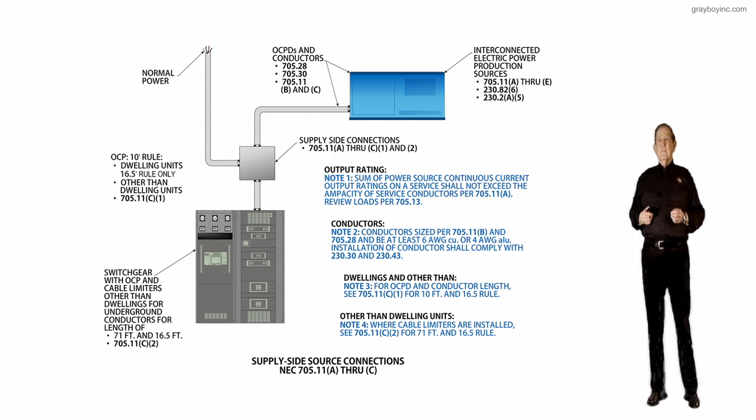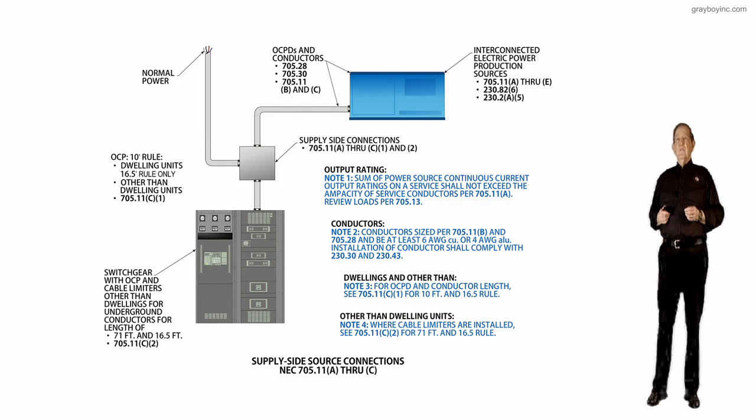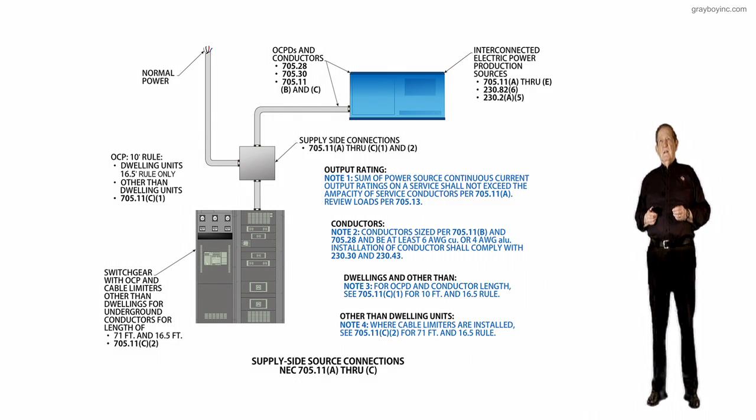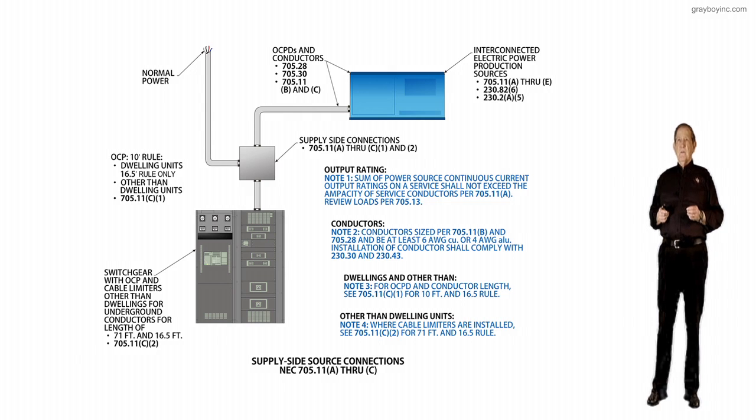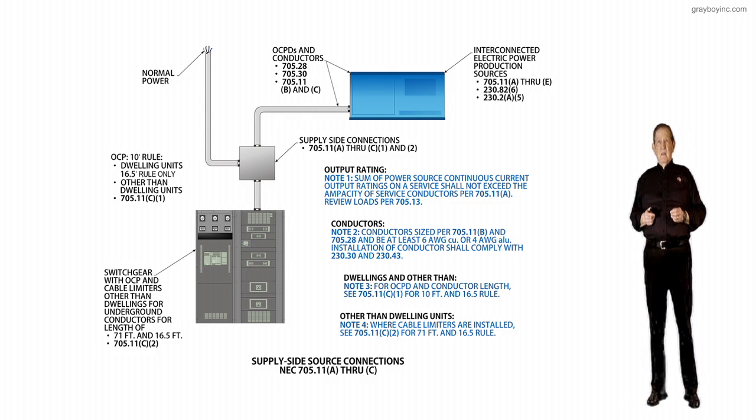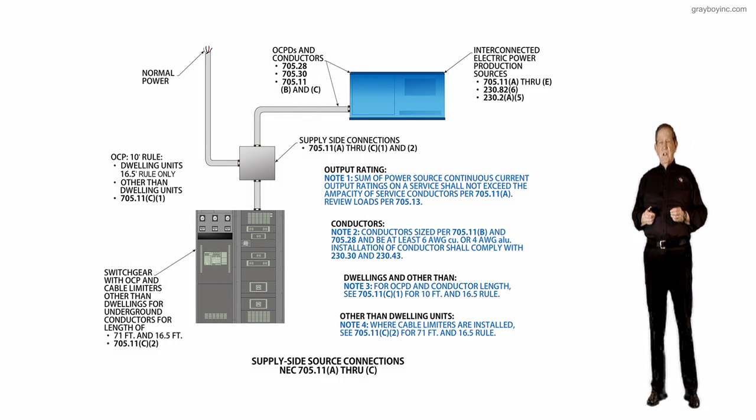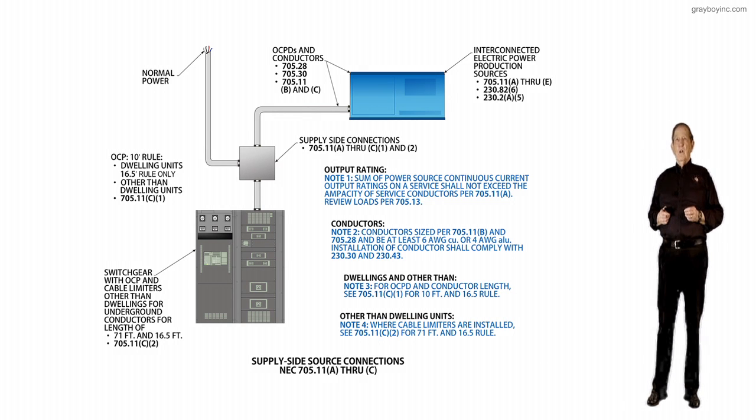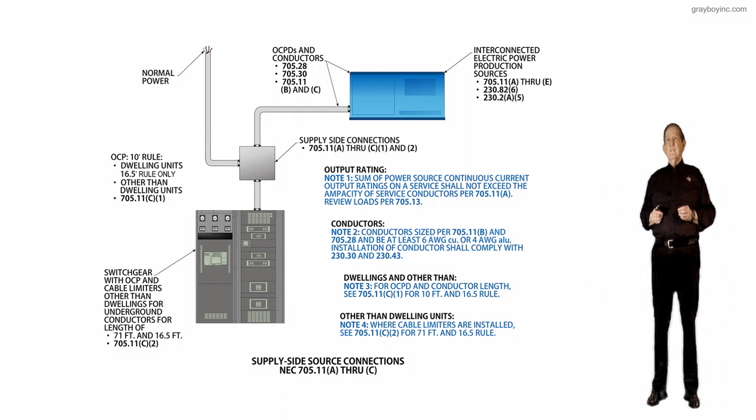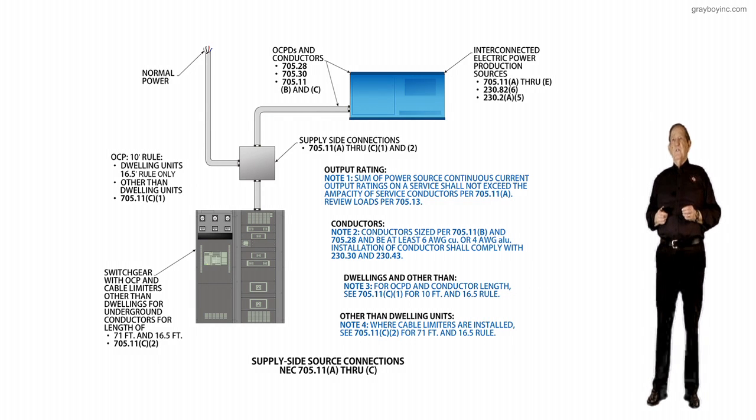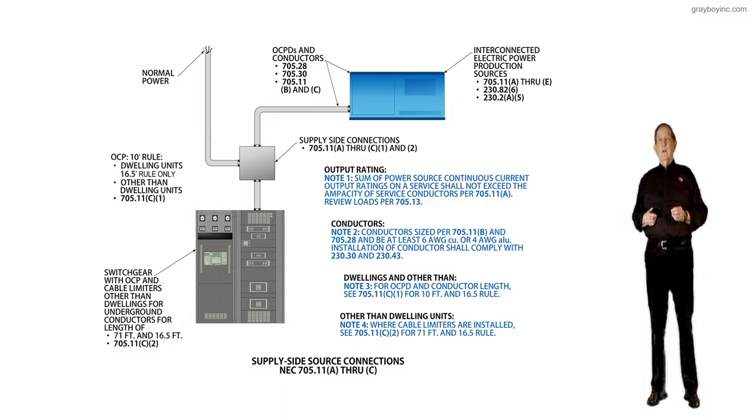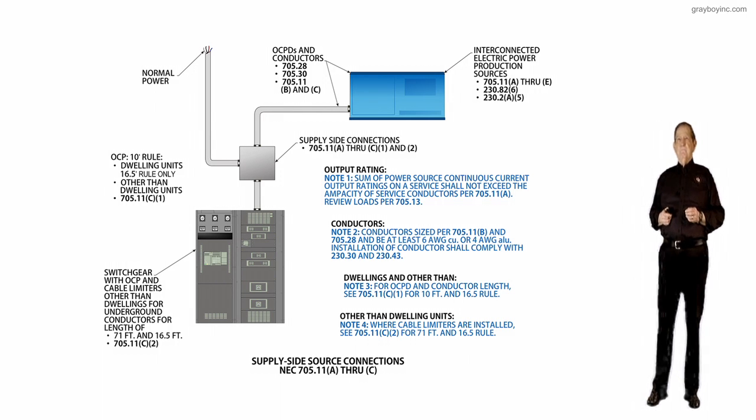Now, note 2 deals with conductors. Conductors sized per 705.11(B) and 705.28 shall be at least number 6 copper or number 4 aluminum. Installations of conductors shall comply with 230.30 and 230.43. So those two sections would need to be reviewed along with 705.28.